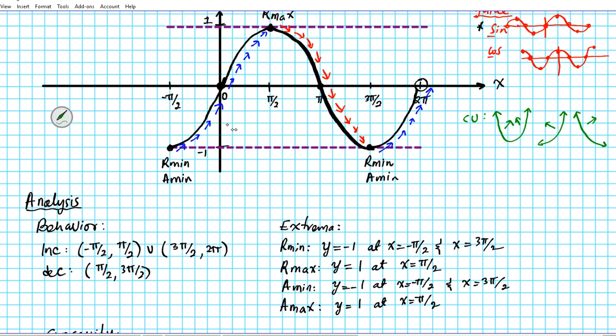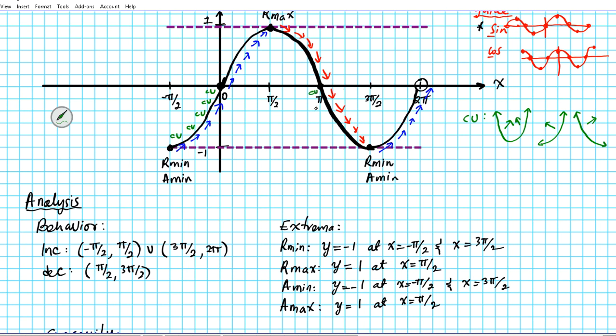So let's look at this graph. Can you see the intervals where the graph is concave up? It's concave up from negative pi over 2 to 0. So let's specify that. It's concave up here, all the way to this point right here, and then it switches to the other concavity. Any other places? From pi to 2 pi is also concave up.